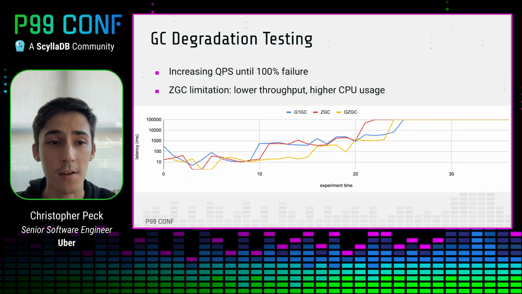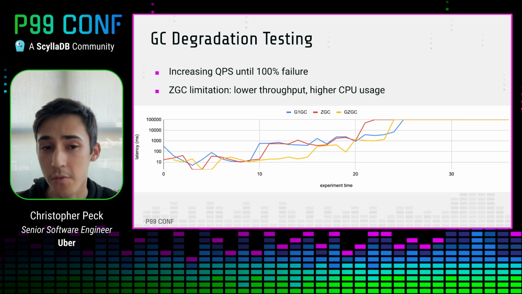Trying to do a little bit of degradation testing, because before, ZGC had looked very promising until we had our peak traffic periods.